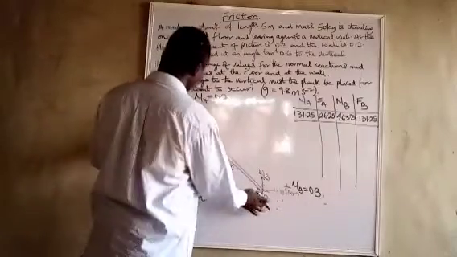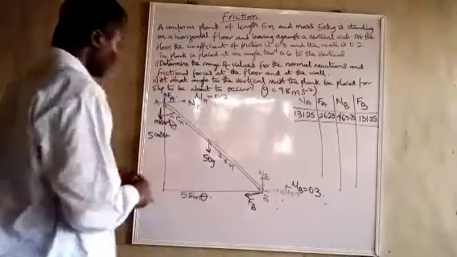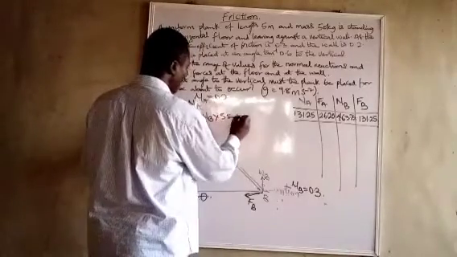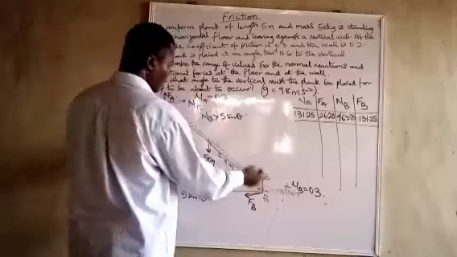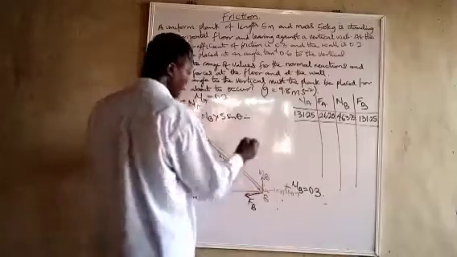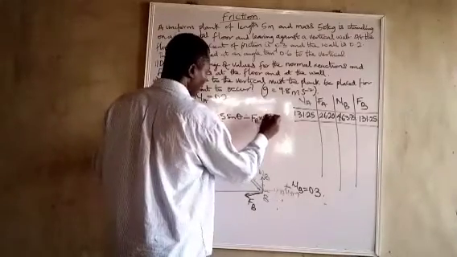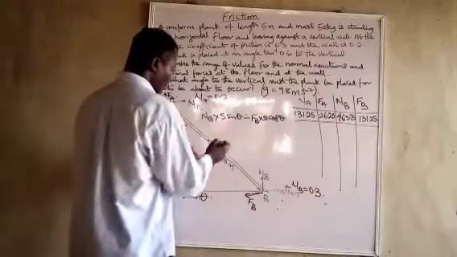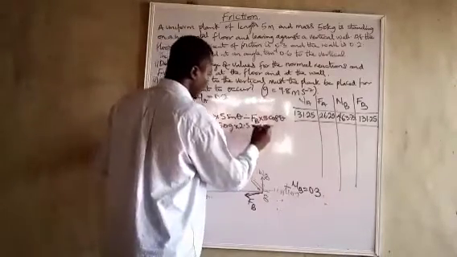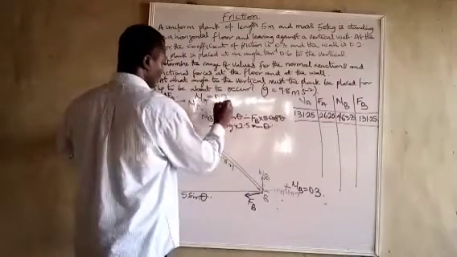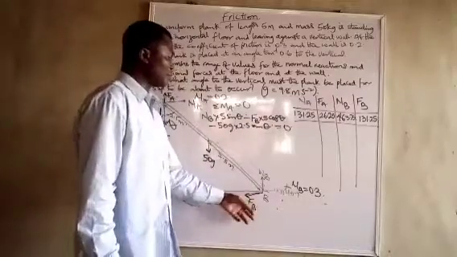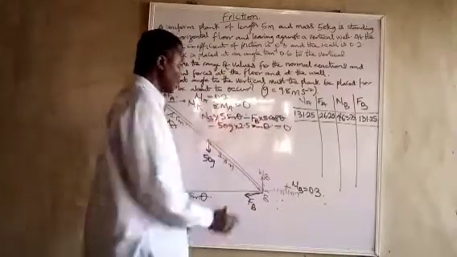We are going to have NB times 5 sine theta, minus FB times 5 cos theta, because this one is anti-clockwise and this one is clockwise, and this one is also clockwise, minus 50G times 2.5 sine theta. We are taking the moment about A, please. Moment about A to be equal to 0. But in this situation, we have said that if it's impending, it means that FB is 0.3 of NB.